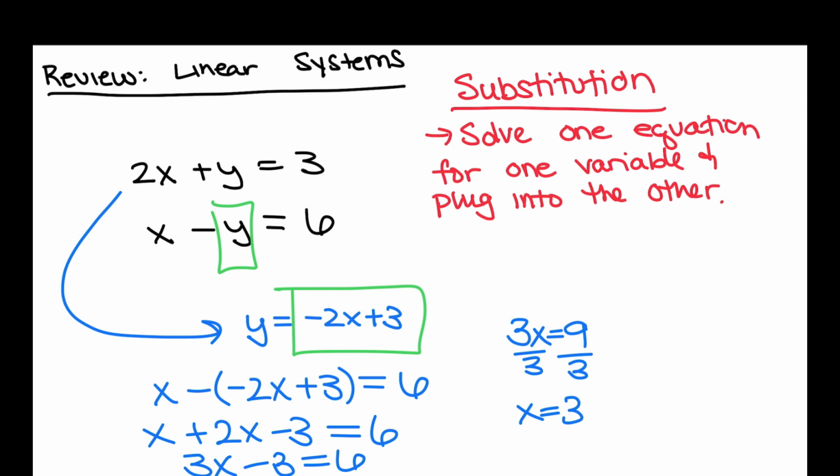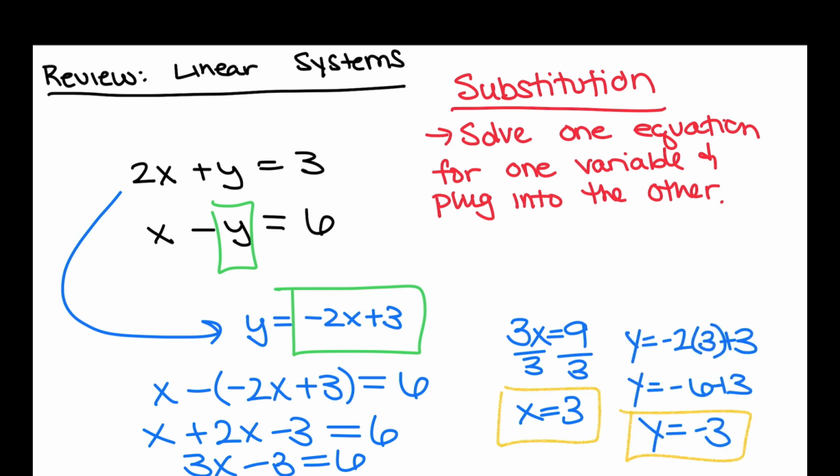So these lines intersect when x is 3. And then to find the y value, I'm going to take my solution for x. You can actually plug it into either of the equations, but I'll plug it into that equation that's already solved for y. So if x is 3, y is negative 2 times 3 plus 3, or negative 6 plus 3, or negative 3. This is the same solution we saw on the graph. The point 3, negative 3 is my solution or point of intersection.